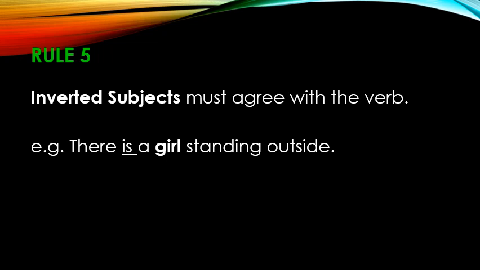For example, there are two flies. So you say, hey waiter, there are flies in my soup. You won't say there is flies in my soup. No, that would be grammatically incorrect. So basically, it doesn't matter where the subject is. The verb has to agree with the subject. If it is singular, it has to be a singular verb. If the subject is plural, it has to be a plural verb.